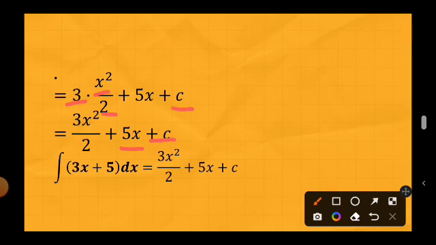So therefore, the indefinite integral of our function 3x plus 5 dx is equal to 3x squared over 2 plus 5x plus c. So therefore, using the sum and difference rule by this operation, we had our indefinite integral.